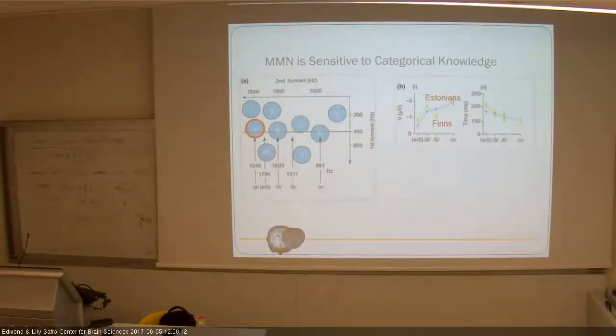Now, what you see here is an experiment in which they presented different vowels to a group of Finnish and a group of Estonian participants. It turns out that there are some phonemes that exist as entities in Finnish but not in Estonian. So this is a distinct phoneme in Finnish but not in Estonian.